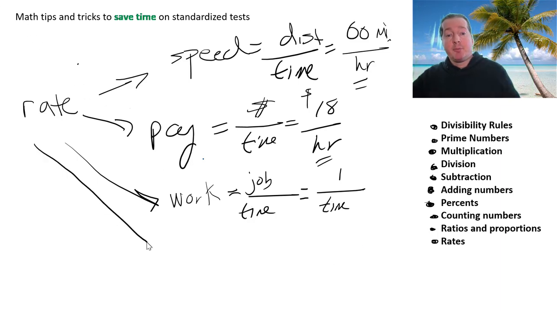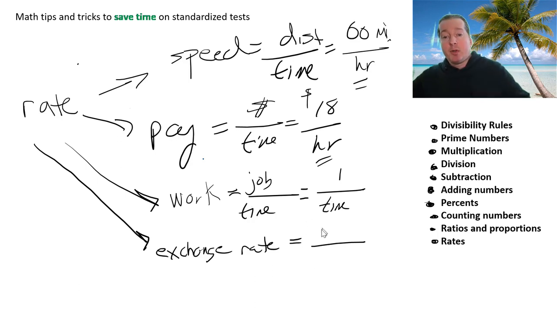But other rates that come up, exchange rate. I'll write this, exchange rate. It would be a ratio of one currency to another currency. So there again, you're comparing different types of units. So maybe it's dollars to euros, for example.